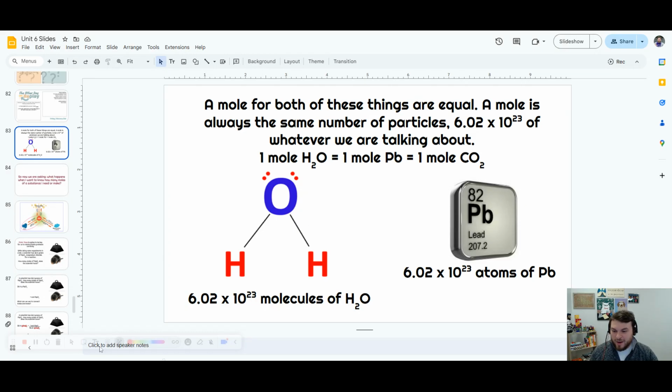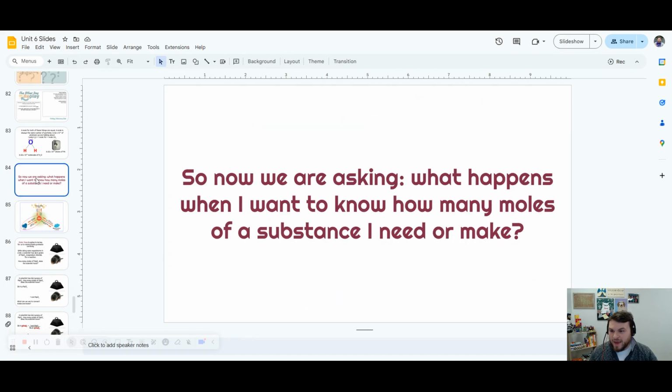The question we want to ask ourselves is, what happens when I want to know how many moles of a substance I need, or how many moles of a substance I make in a reaction? When you're in a chemistry lab, you don't go in and measure out 2 moles of water. There's no scale that's going to measure out the moles in that way. But we do have ways to measure out the grams, or the liters of a gas or a liquid, and we can figure out how many moles we have that way.